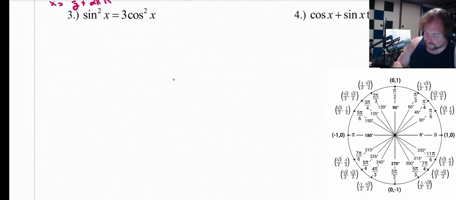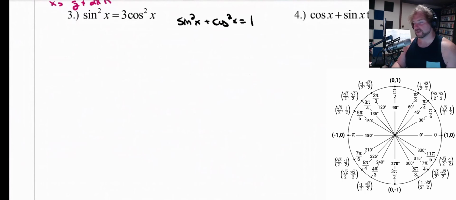But here's the thing. If you've been around a trig class long enough, you're probably aware of this identity. This is the only identity that is worth memorizing out of your trig identities unit from pre-calculus.